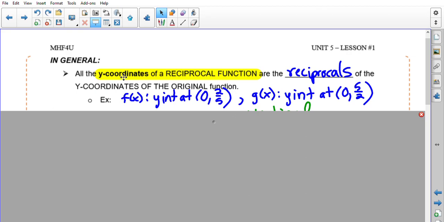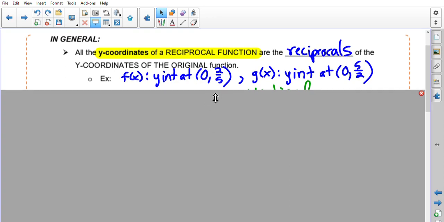So we know all the y-coordinates of reciprocal functions are the reciprocals of the y-coordinates of the originals. So if the original has a y-intercept at (0, 2/5), then the reciprocal will have a y-intercept at (0, 5/2).